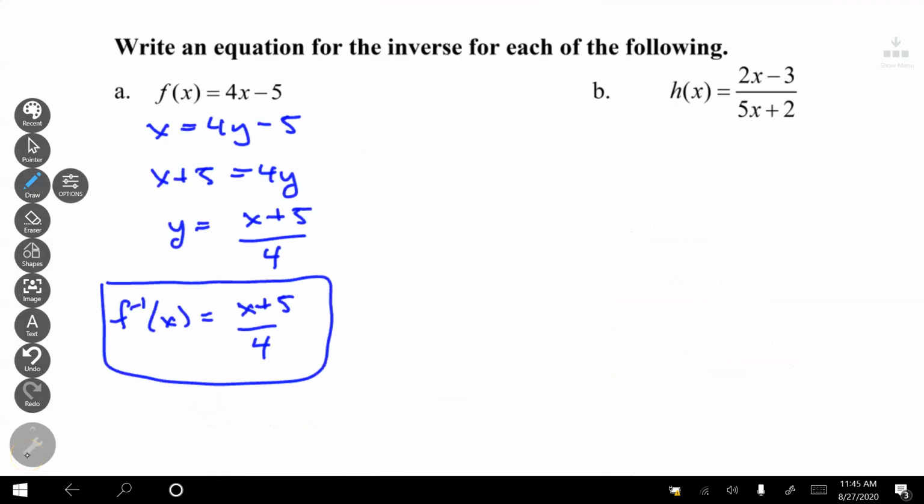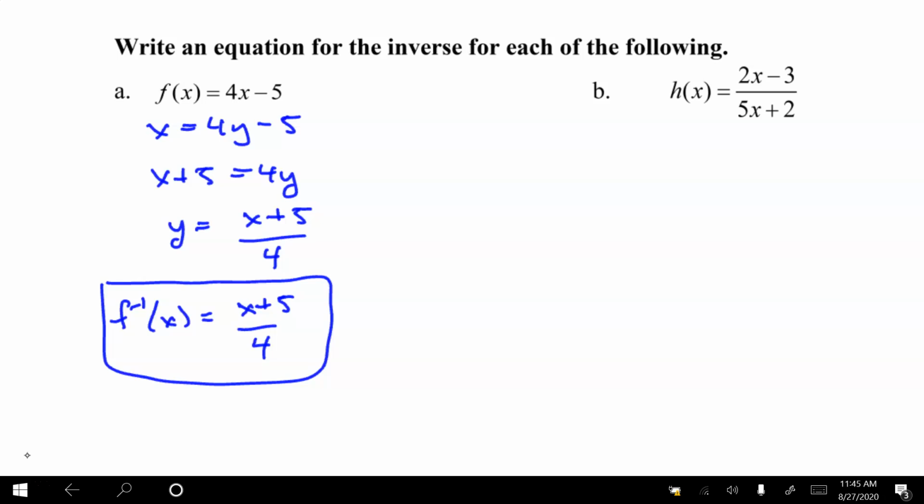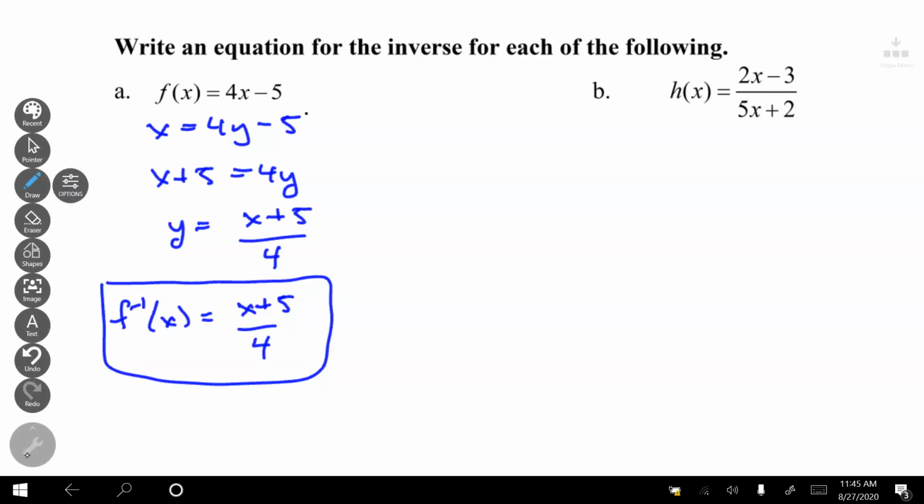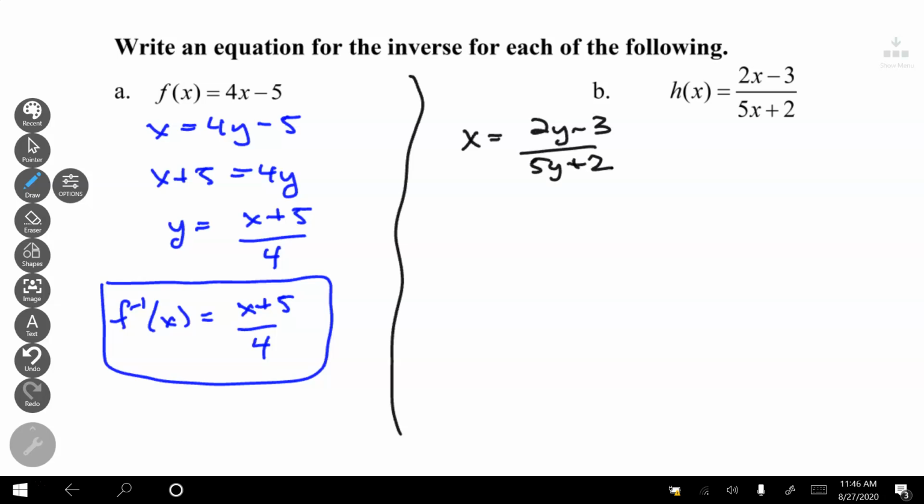I have a couple examples here. The first one is very easy. It's like the example I did earlier. I just went through it. I switched x and y's right away. I didn't rewrite it. That's what I'm going to do here. This is the hard one. So if I rewrite this, it is x equals 2y minus 3 over 5y plus 2.